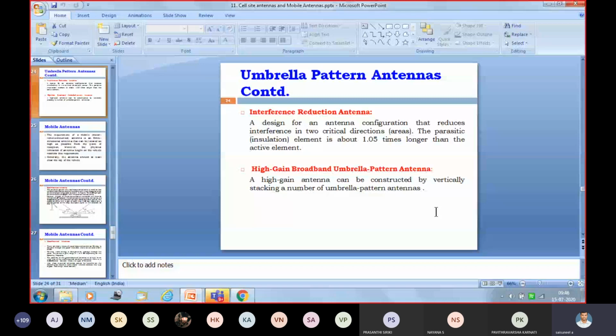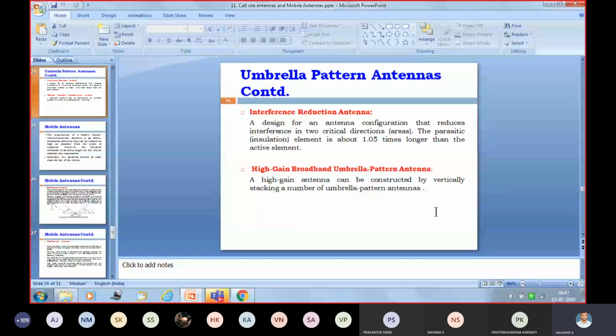Next, the fourth one is the high gain broadband umbrella pattern antenna. This is also broadband type, similar to the broadband type. That is stacking a number of umbrella pattern antennas. Stacking is nothing but grouping a number of umbrella type antennas in a vertical manner. This is about cell site antennas.